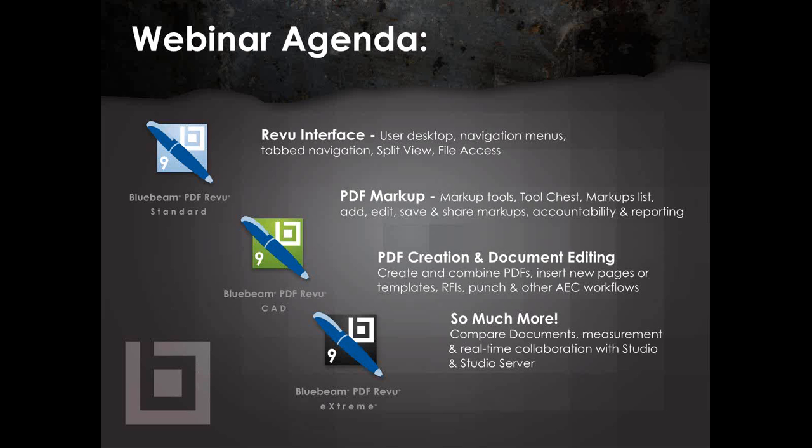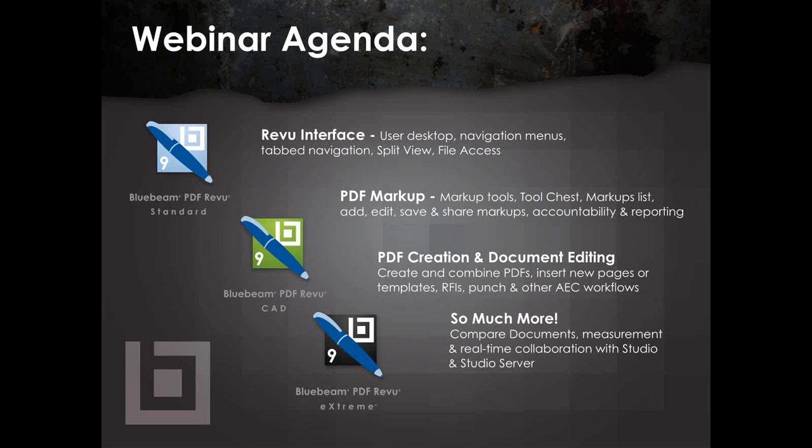Again, let's quickly run through what we're going to show in this agenda. We're going to go through the interface, show you the markups, get into PDF creation and document editing. We want to show you how you can take some of your existing paper-based workflows into a very electronic and concise workflow using PDF files and Bluebeam. So we'll show you things like how to easily combine and create PDF files, some quite unique things, insert new pages, use templated technology that you might already have, and do some AEC workflows.